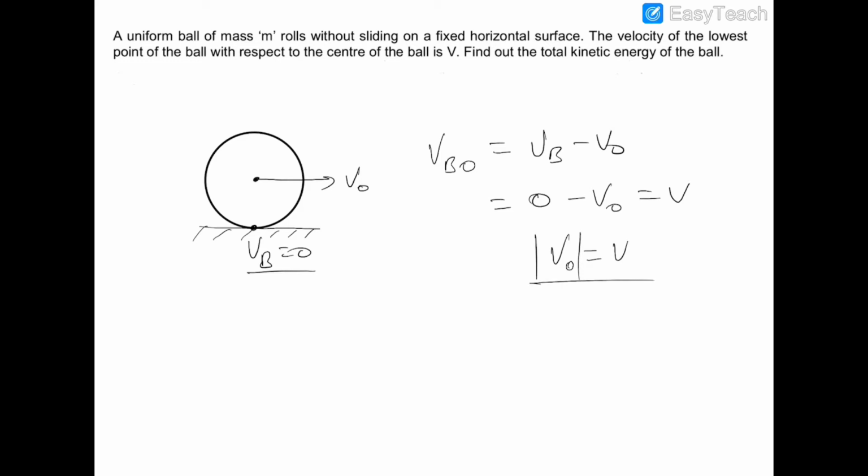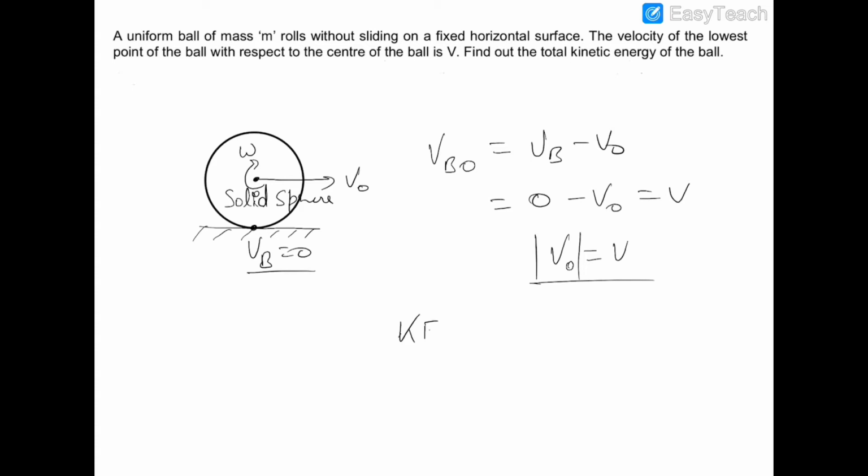Now if this ball, which is assumed to be a solid sphere, you can always assume the ball as a solid sphere. Therefore, if it is moving with the velocity of v naught, then the complete sphere would be rotating about its center with an angular velocity of omega also.